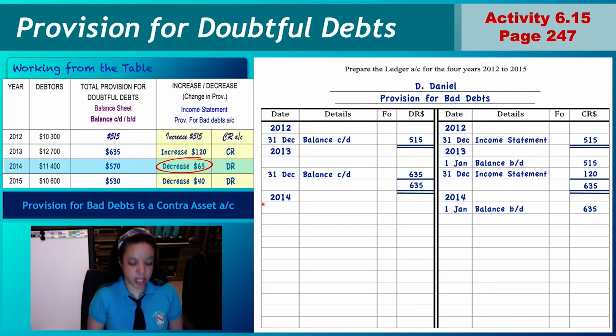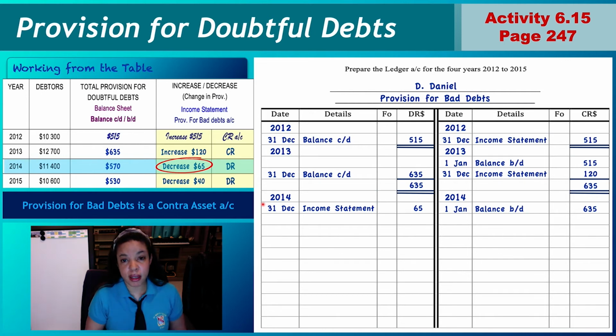And since we do these transfers to the income statement at the end of a period, it will be 31st of December. We are transferring it to the income statement. And how much is the decrease? $65. And you've just done that. Easy. Now you continue to do what you are accustomed to doing. What do you do next?